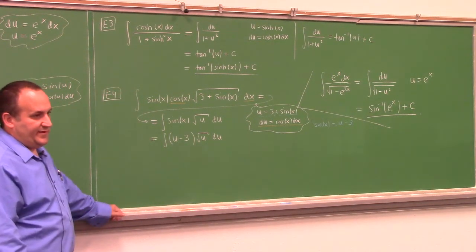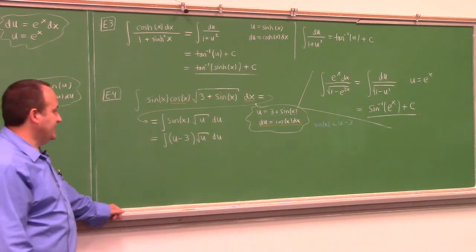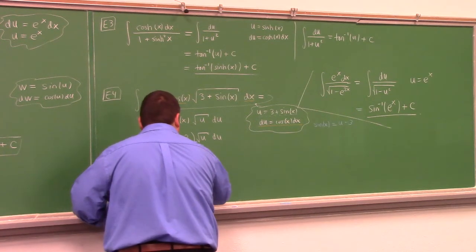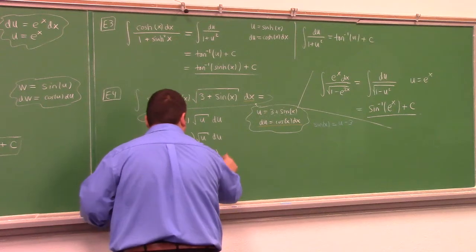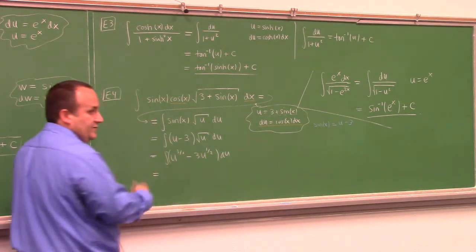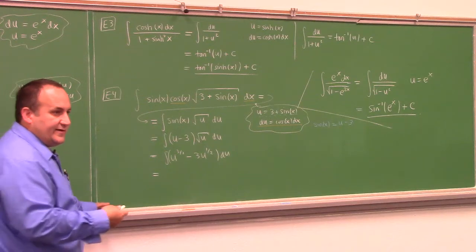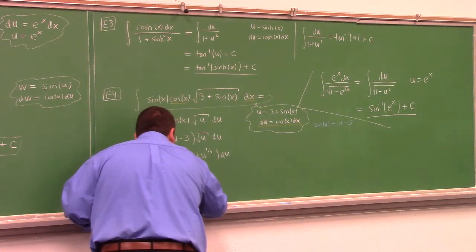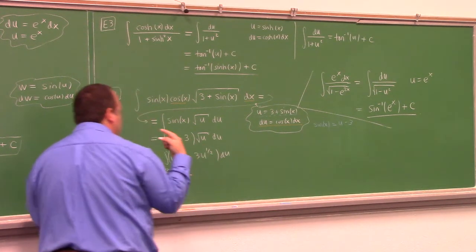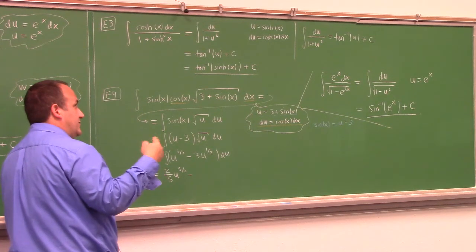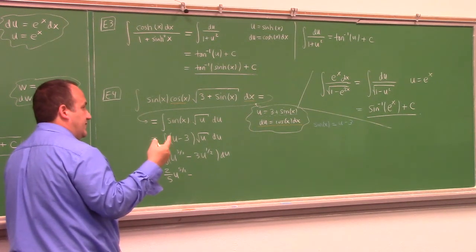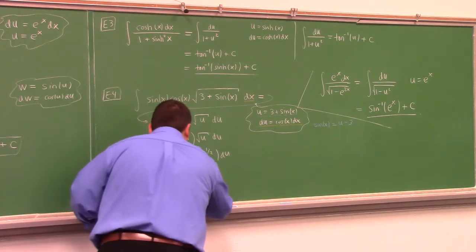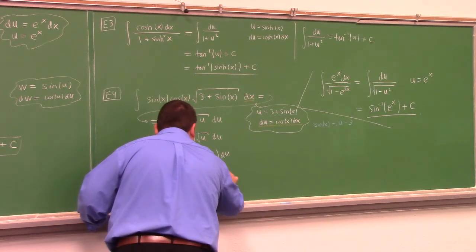Now we're almost home free, right? Because we're back to something that's just a sum of power functions. Multiply it out, you've got the integral of u to the 3/2 minus 3 times u to the 1/2 du, which is what? The integral of u to the 3/2 is 2/5 u to the 5/2. And then minus, 1/2 plus 1 is 3/2. 1 over 3/2 is 2/3. So that's 2/3 times 3, which is 2. Yeah, minus 2 u to the 3/2 plus a constant.